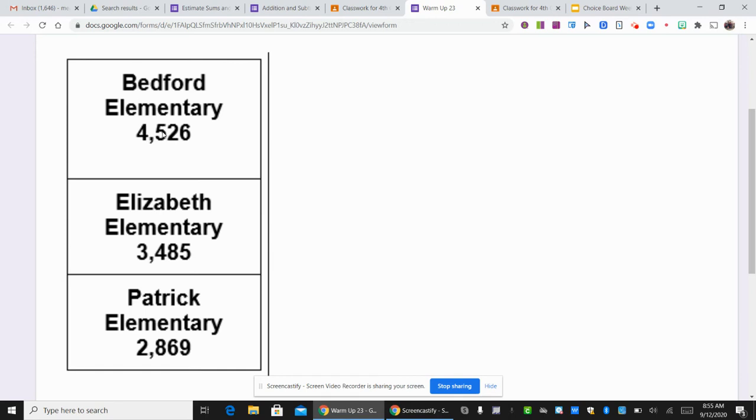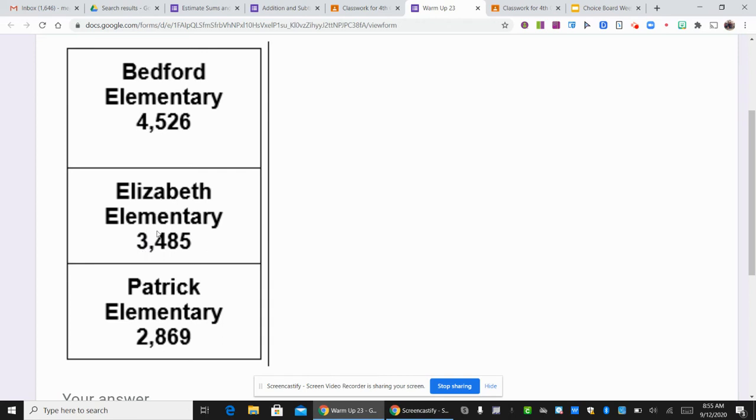So if we look next door to the thousands place at Bedford Elementary, we can see that's a 5, so we should round up to the nearest thousand, which would be 5,000. For Elizabeth Elementary, if we're looking next door to the 4, that 4 tells us to round it to the floor, so we should have this one as 3,000. And for Patrick Elementary, when we look next door, 5 or more tells us to round that up to the next thousand, which was 3,000.